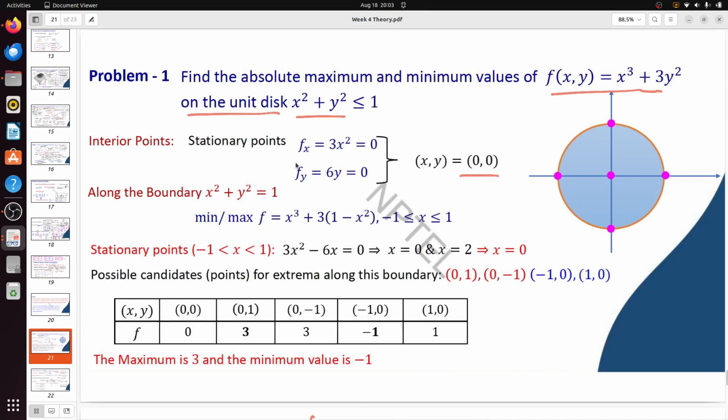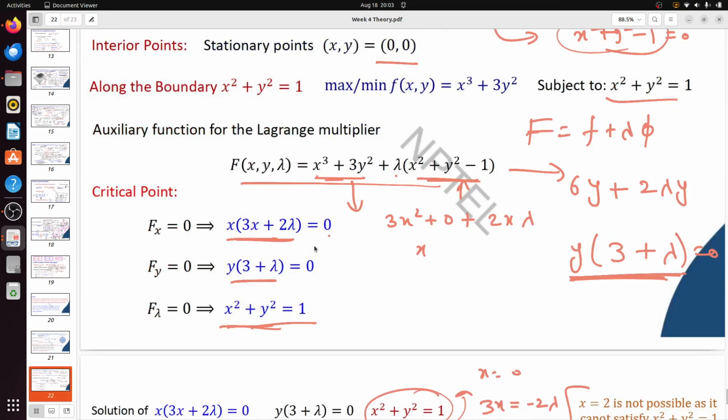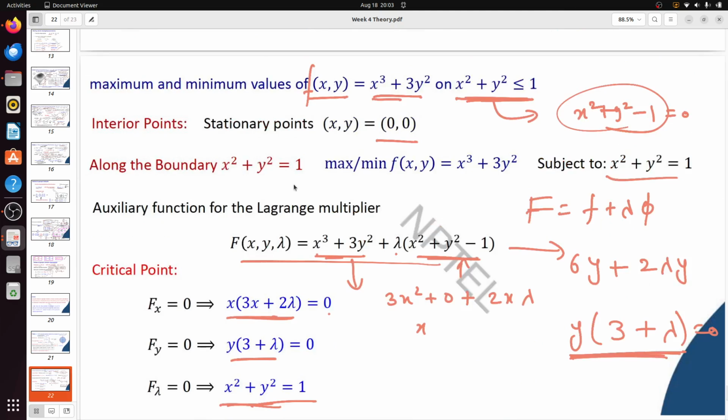So for interior points you just use del f del x and del f del y equal to 0, and determine which of the points are actually lying within this unit disk. For the boundary part you need to just substitute one variable. That is it. Now you can also use Lagrange's method of multipliers. The condition is x square plus y square equal to 1, and in the interior you have already determined the stationary point to be x, y equals 0. Now on the boundary you just put this condition x square plus y square equal to 1.